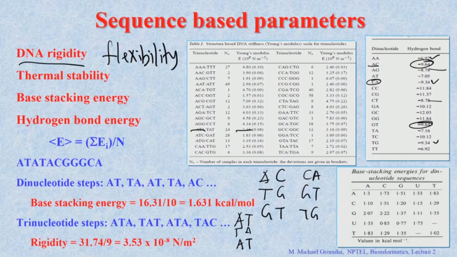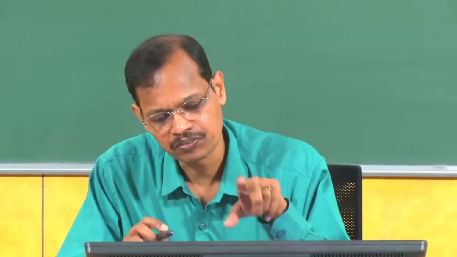Also, if you take CCC or GGG, that is rigid, with a value of 6.07. If you compare with the known, expected values, most of them match. The main problem from this table is that in some cases we have a smaller amount of data.